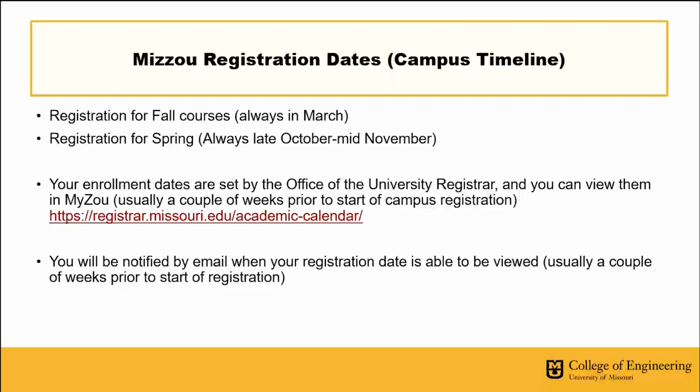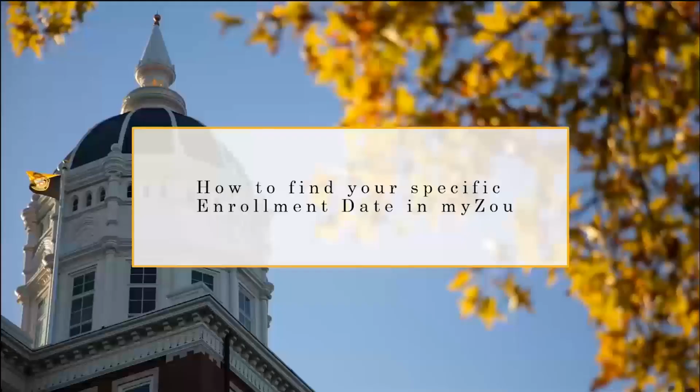The registrar and your advisor will notify you that the campus early registration period is about to take place through your campus email. This is usually a couple of weeks prior to registration. To learn how to find your specific enrollment date, please follow these next steps.